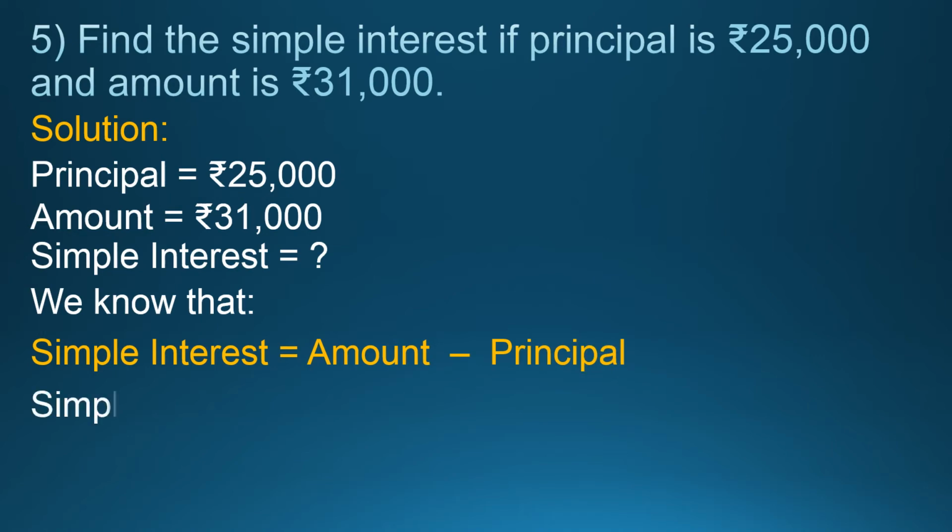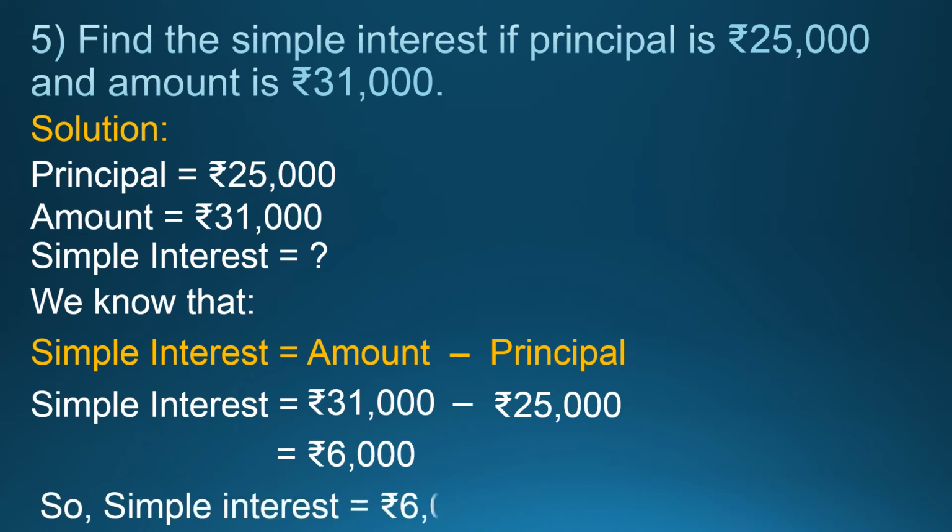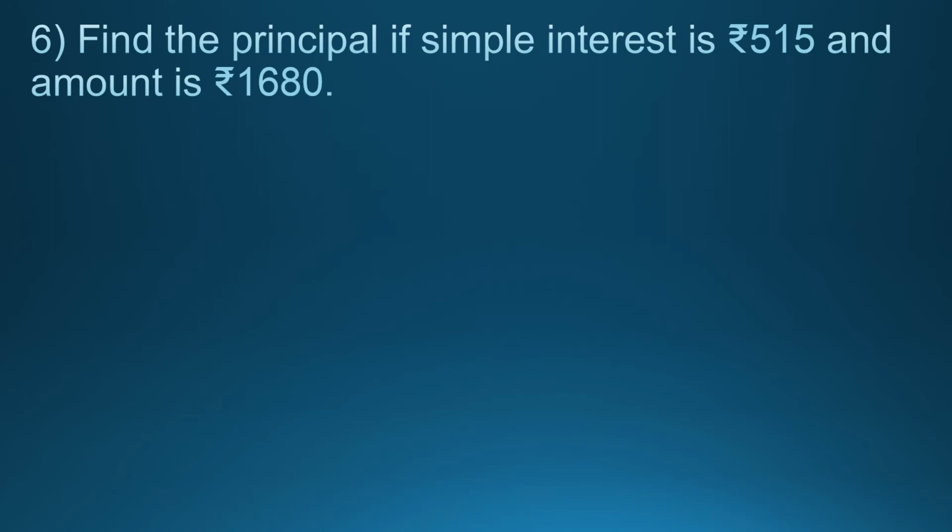Now put the value. Amount is equal to rupees 31,000. So write down rupees 31,000. Then write the minus symbol as it is. And principal is equal to rupees 25,000. So write down rupees 25,000. Now do the subtraction. We get rupees 6,000. So simple interest is equal to rupees 6,000. The next is question number 6.